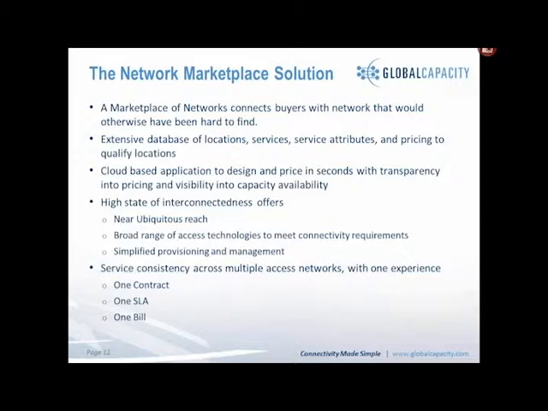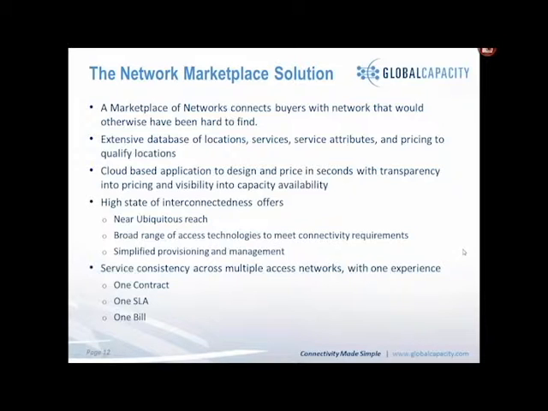With our marketplace, the Global Capacity Marketplace, it's not just about software and applications. We actually have a physical interconnected network that allows us to give near ubiquitous reach. 98% of all commercial buildings are able to be reached across a broad range of access technologies, whether DSL, along for sensors or remote security, internet, T1, Ethernet, fiber, wavelengths, all become applicable.